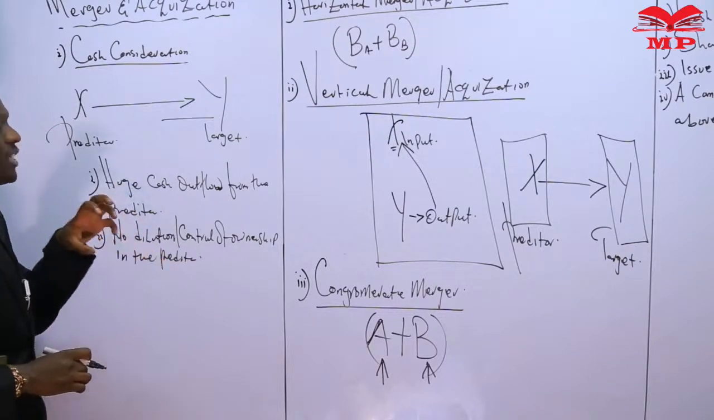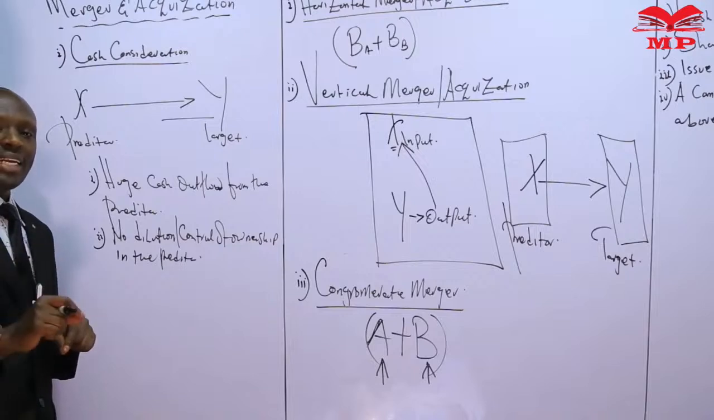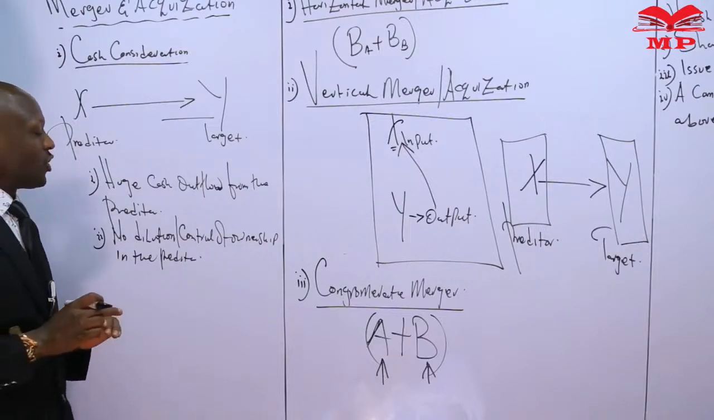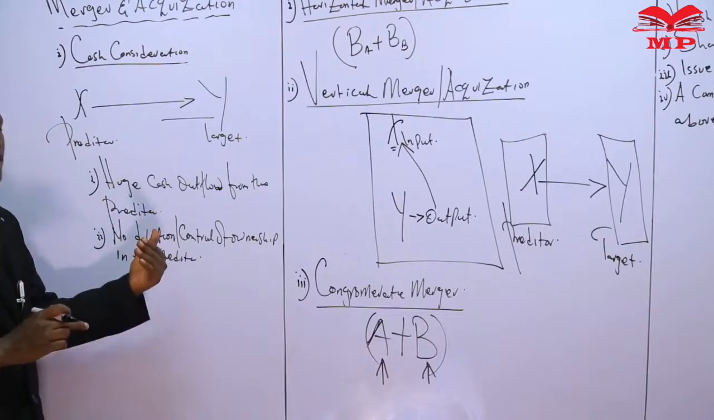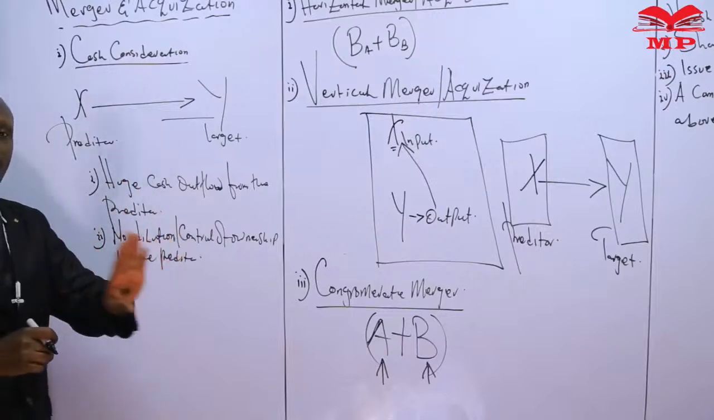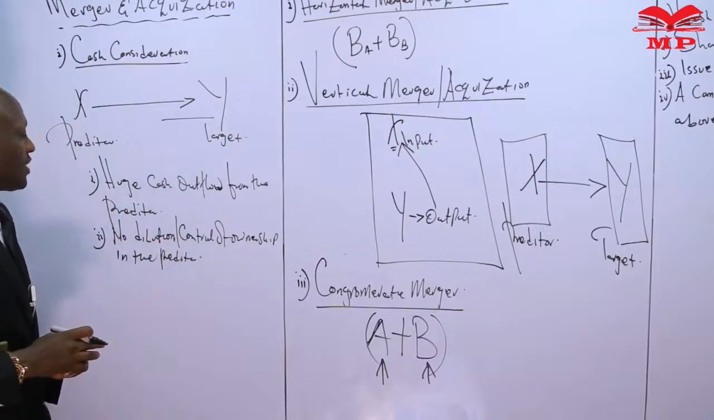The shareholders in the predator entity will retain their control or their ownership in their firm because the shareholders of the target company will be paid in cash and they will leave their interest in the investment.